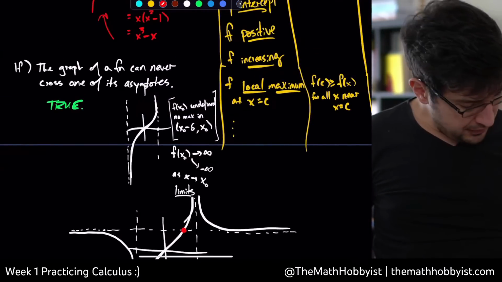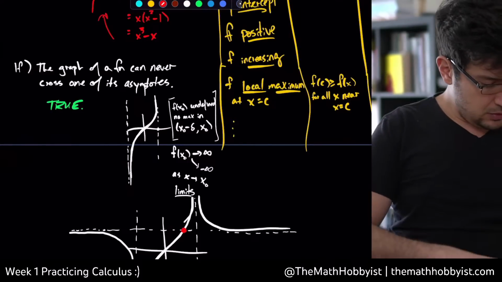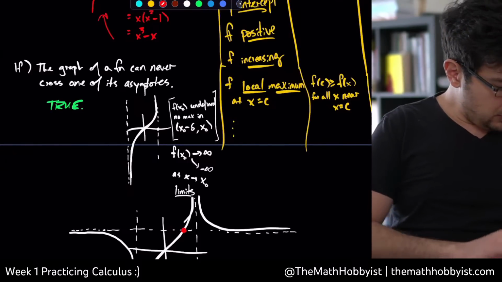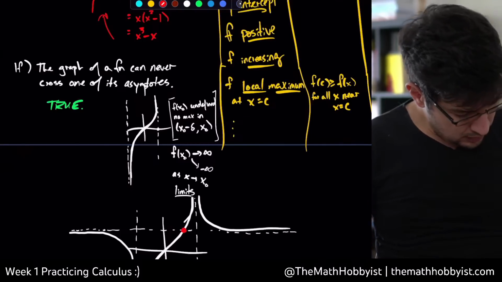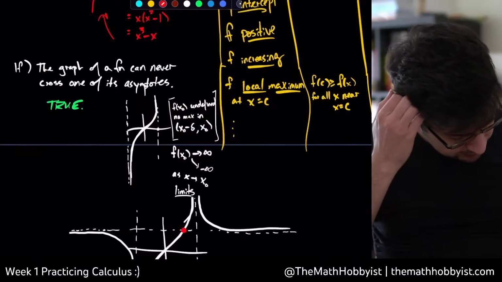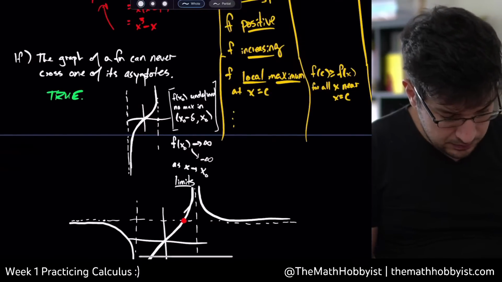The graph of a function can never cross one of its asymptotes. Did they state vertical? Nope. True or false, the graph of a function can never cross one of its asymptotes. False.